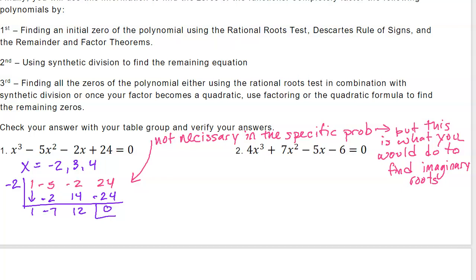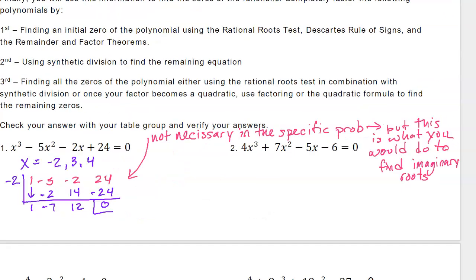If in this case our remainder had not been 0, you did something wrong. Like on our calculator, it told us that this was a root. So if you end up with a remainder, you definitely did something wrong. So now what we just did was we divided out the factor of x plus 2. So I'm going to write that down. And dividing that out of our polynomial leaves us with an x squared minus 7x plus 12.